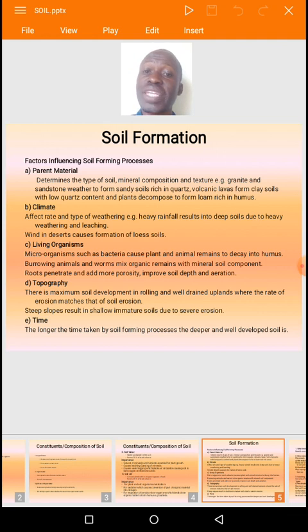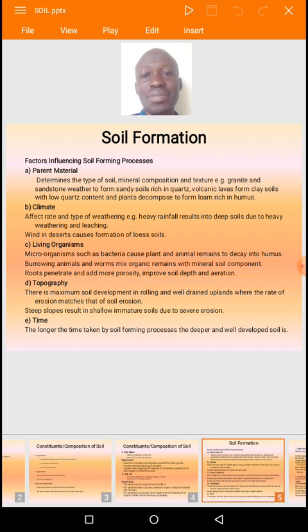So desert areas, definitely they will have those, what you call the rice soils. They are very deficient in nutrients, because water, which would have helped in decomposition, is lacking in the desert areas.